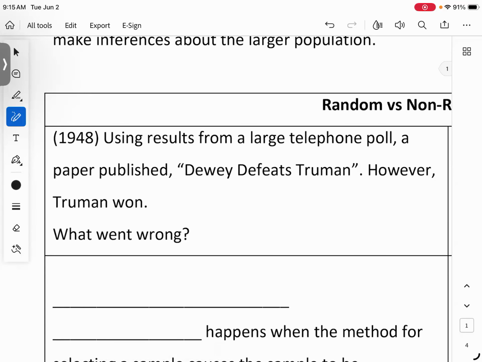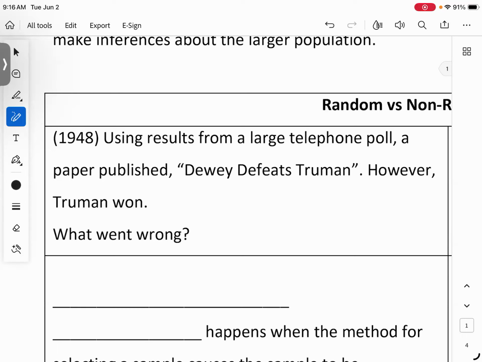And the way they did it in 1948 was they did a telephone survey, and it was a large one. So they reached out to a lot of people, and based on the consensus of those people from the telephone survey, it seemed like Dewey was going to be the one that was going to win, but they were wrong. They even posted a newspaper about it with a headline saying, "Dewey defeats Truman," before the actual election happened. But when the actual election happened, Truman won.